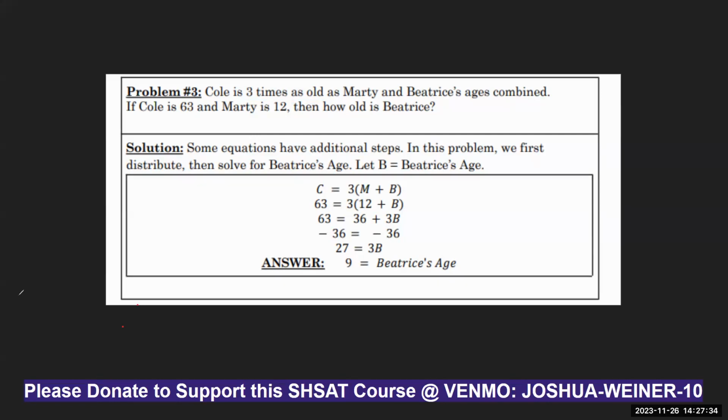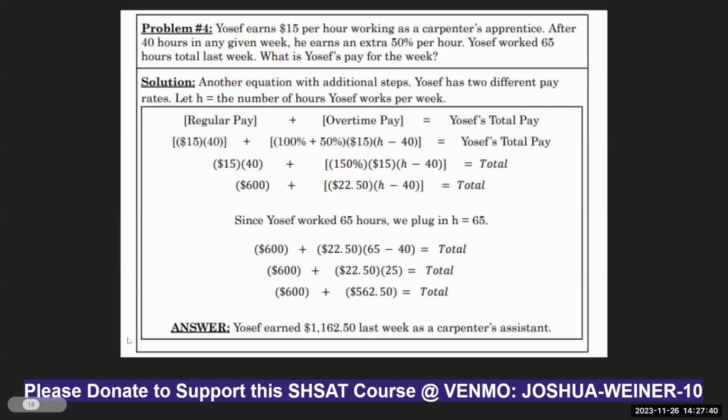Problem number 4. Last one of this increasing difficulty. All right. Yosef, it's like the Middle Eastern pronunciation of Joseph. Yosef or Yusef. Yosef. Depends on the country. Yosef earns $15 per hour working as a carpenter's assistant. So that's his normal take-home pay. However, after 40 hours, he earns overtime pay, an extra 50% per hour.